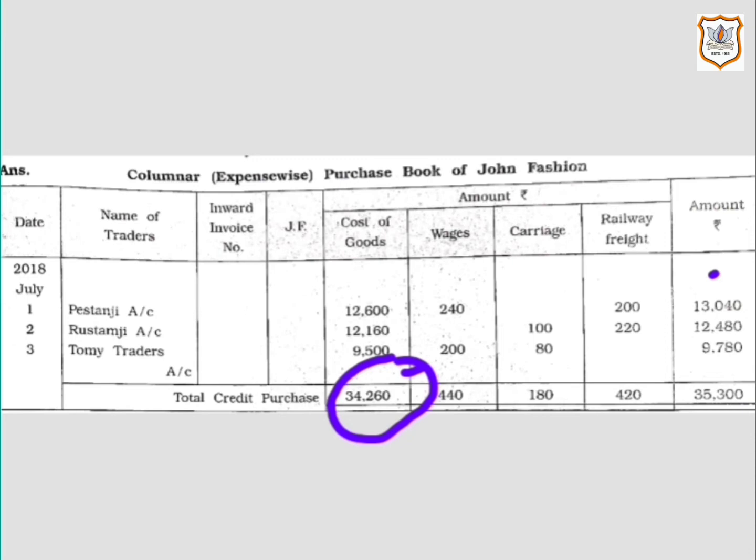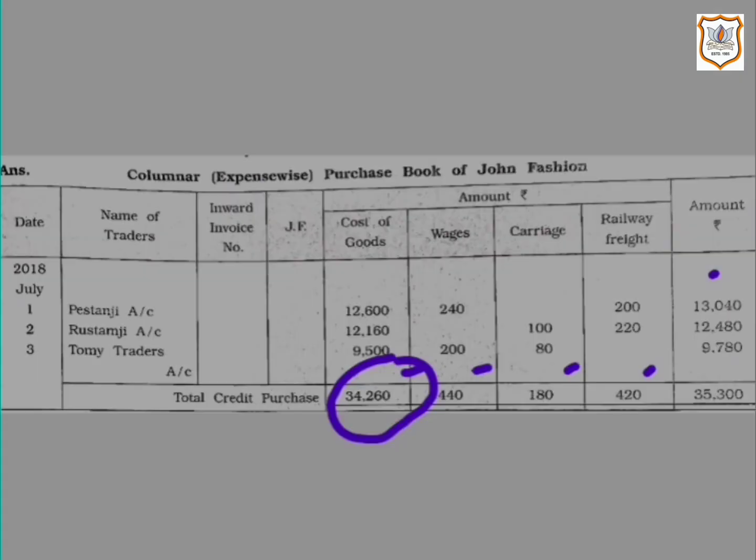Similarly, the total amount that you can see in the wages column, that is 440, will be recorded in the wages account. The total amount in the carriage column is 180, which will be recorded in the carriage account, and 420 will be recorded in the railway freight account. So let us see.